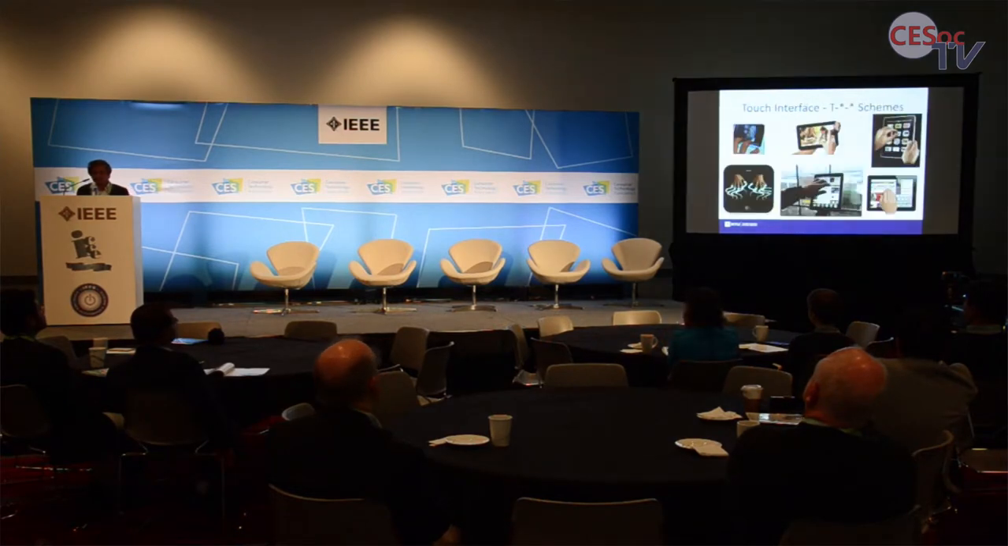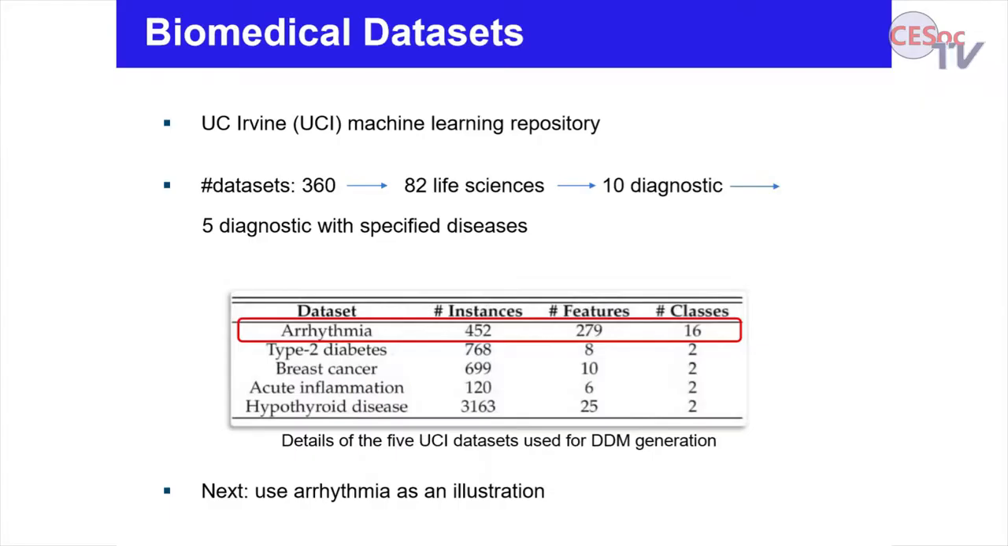So keeping these in mind, let's look at some examples. We can go on and on because there are so many techniques that have been devised. So let's start with the touch interface, right? In the taxonomy that I gave, touch interface, then what actuator and what kind of input? So T star star, I call it.